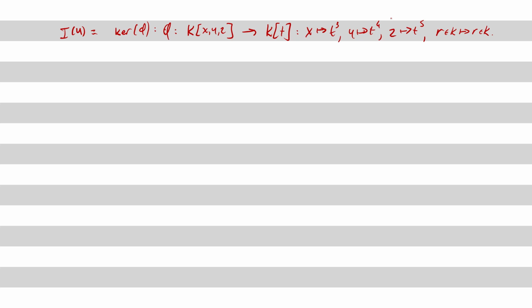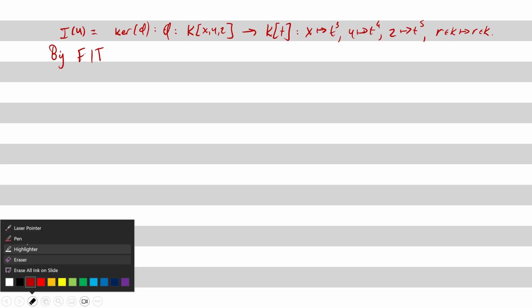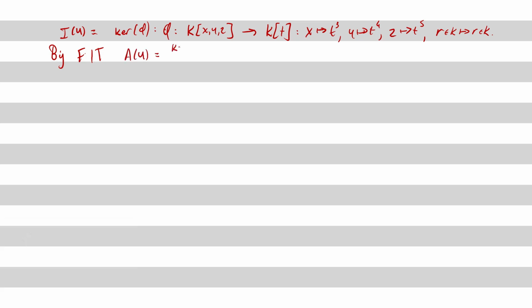I.e. this is truly an evaluation. Therefore, by the first isomorphism theorem, A of y, not I of y, the domain over the kernel, is isomorphic to the image, which is k adjoin t cubed, t to the 4th, and t to the 5th, which as a k module is k plus t cubed k plus t to the fourth k plus and so on.